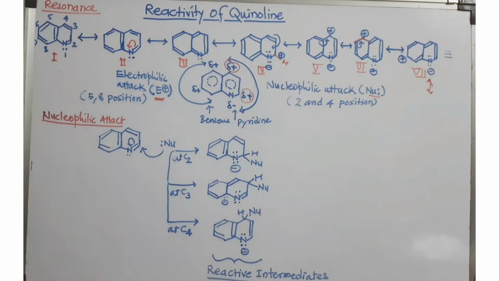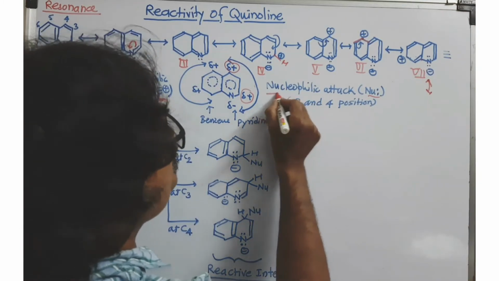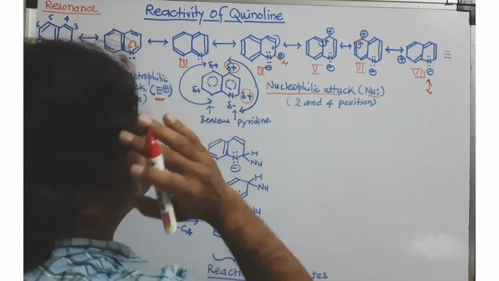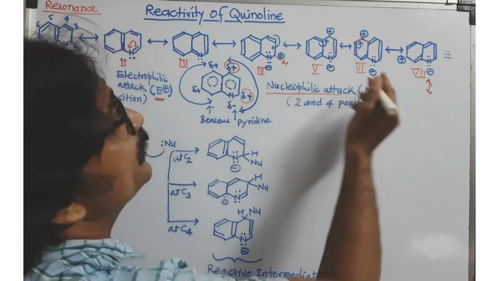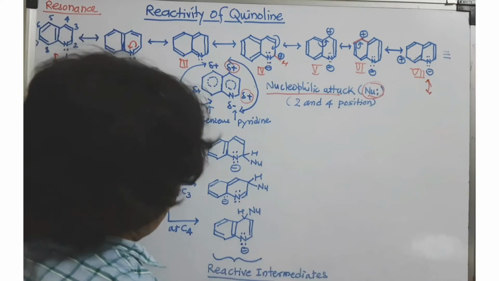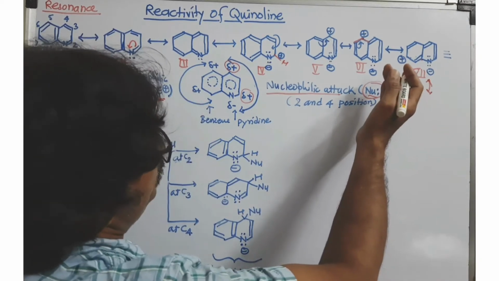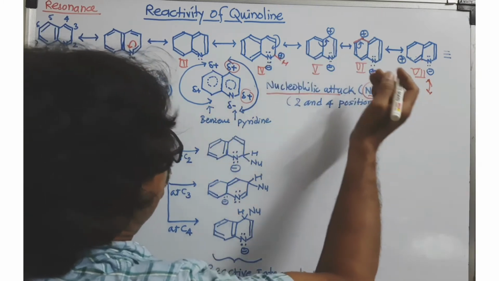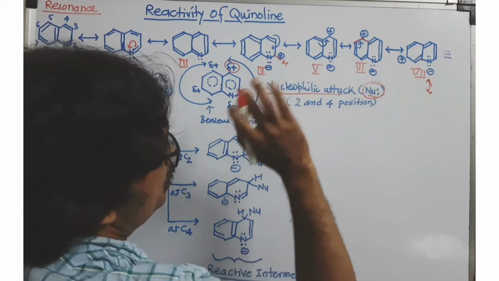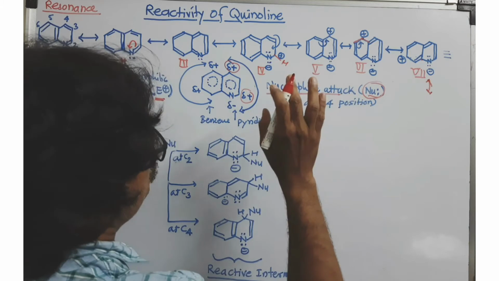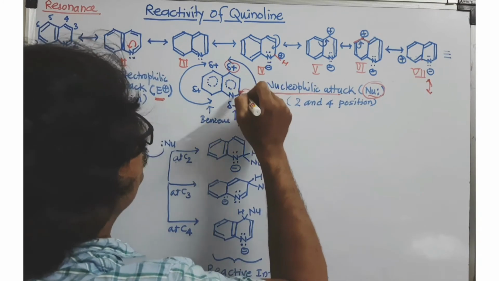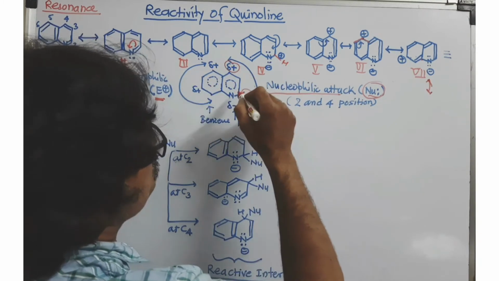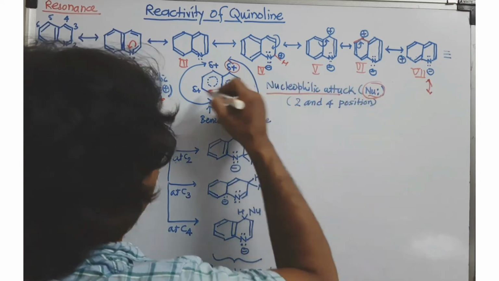Now look here, if I want to perform nucleophilic substitution, this is an important point, please listen to this carefully. A nucleophile has a lone pair of electrons, an extra pair of electrons. So obviously it will go to the carbon that is electron deficient, where the electron density is less. Obviously there are 4 carbons where partial positive charge is observed, so the nucleophile can go there.